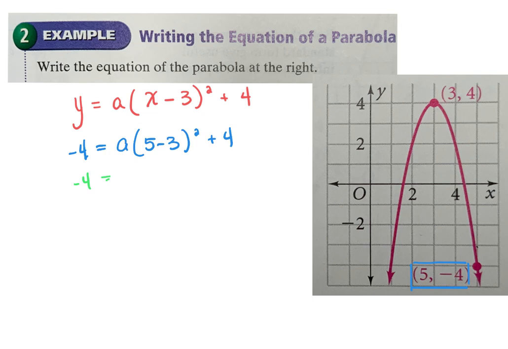So 5 minus 3 is 2. 2 squared is 4. We're going to subtract our 4 over and then divide by 4. So we have negative 8. So a is going to equal negative 2.